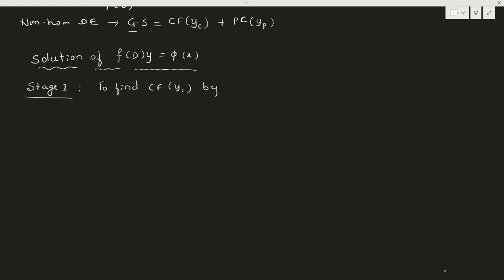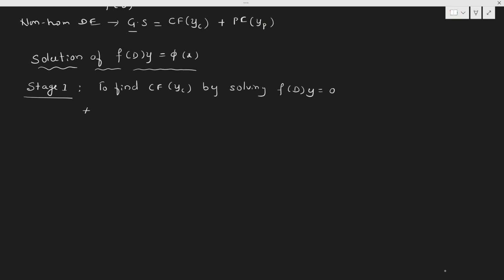How? By solving f(D)y equal to 0. We are equating it to 0, meaning RHS to 0. When you equate it to 0, we have to frame the auxiliary equation. Okay, we have to form an auxiliary equation.